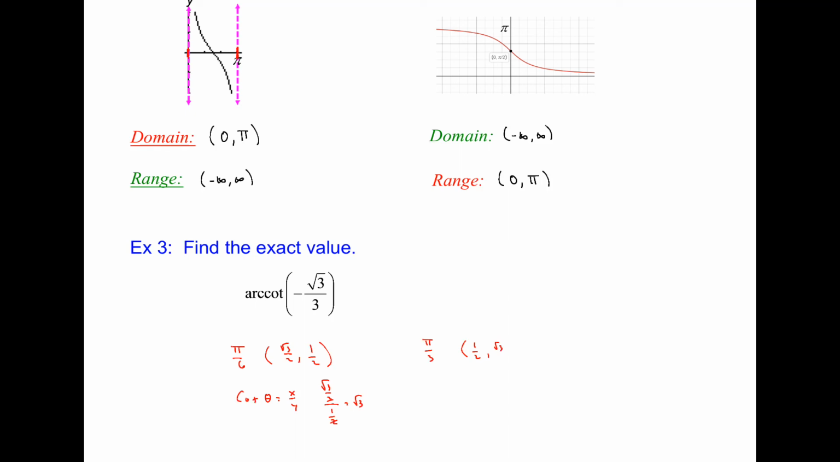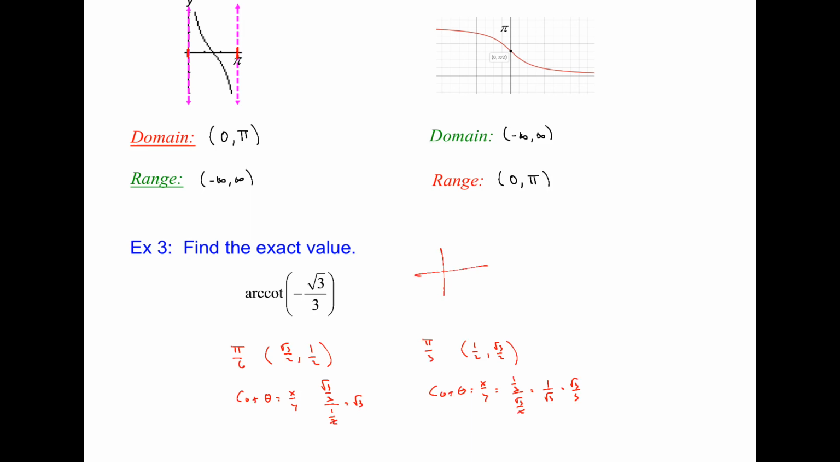So that's 1/2, square root of 3 over 2. And once again, for cotangent, that's x over y, or in this case, 1/2 over square root of 3 over 2. The 2's cancel. And then once you rationalize it, you get square root of 3 over 3. So that's what we want. So we know it's a pi over 3. But which pi over 3?